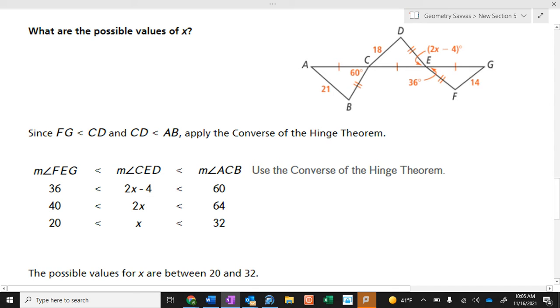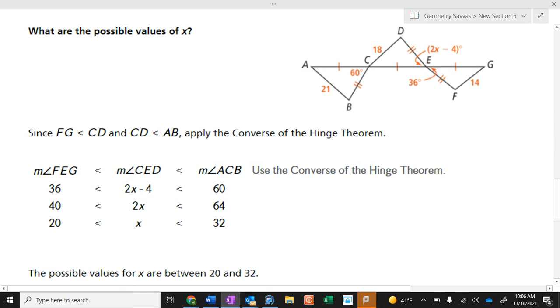So this angle here, because these aren't vertical angles, because see how this line goes like this and then whoop, like this? Not a straight line. So they're not vertical angles. So 2x minus 4 has to be bigger than 36. So 2x minus 4 is bigger than 36. That's that part of the inequality. Okay? Then if we go over here, see how this is 60 and 21. So 2x minus 4 has to be smaller than 60 because a 21 is opposite of 60 and only 18 is opposite of 2x minus 4. So 2x minus 4 has to be smaller than the 60.